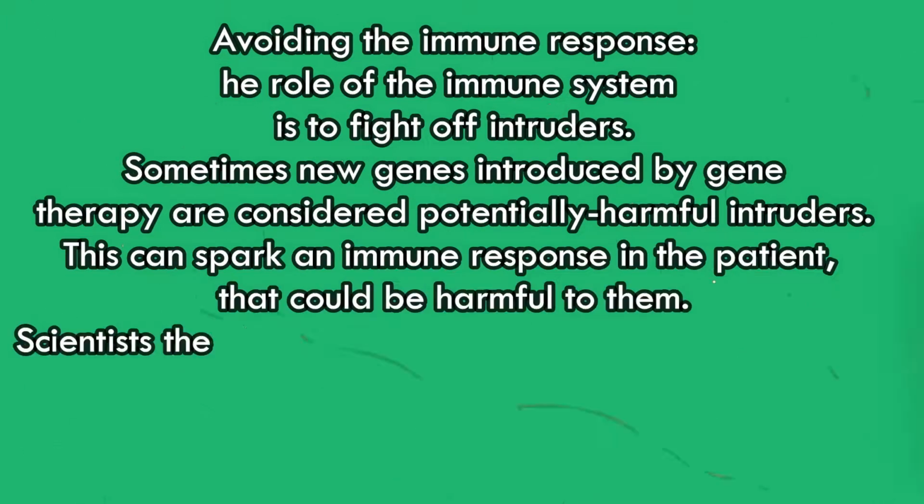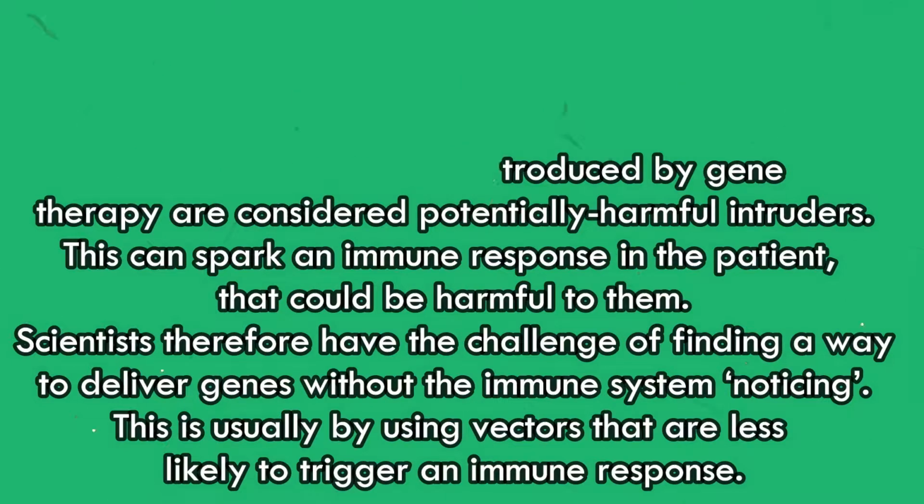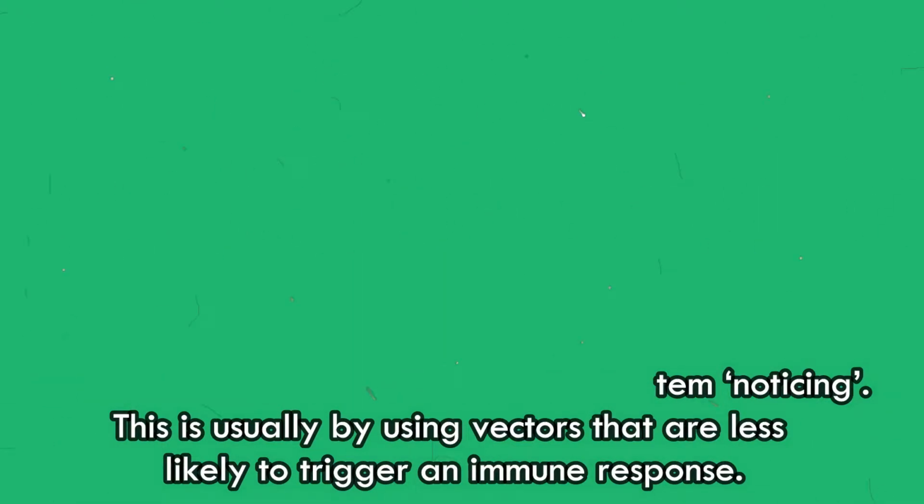Avoiding the immune response. The role of the immune system is to fight off intruders. Sometimes, new genes introduced by gene therapy are considered potentially harmful intruders. This can spark an immune response in the patient that could be harmful to them. Scientists, therefore, have the challenge of finding a way to deliver genes without the immune system noticing. This is usually done by using vectors that are less likely to trigger an immune response.